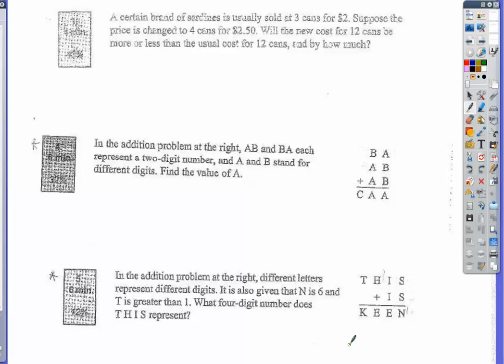Alright, so let's take a look at the first page of the homework that was given out. A certain brand of sardines usually sold for 3 cans for $2. Suppose that the price is changed to 4 cans for $2.50. Will the new cost for 12 cans be more or less than the usual cost for 12 cans? And by how much? Well, the trick here is we need to find something called unit price.